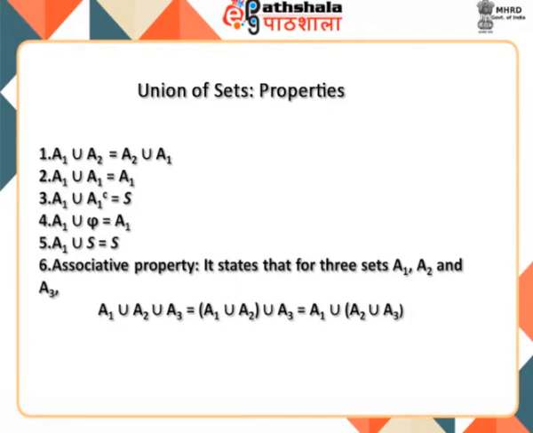Lastly, associative property. It states that for three sets A1, A2, and A3, A1 union A2 union A3 is equal to, within brackets, A1 union A2, union A3, is equal to A1 union, within brackets, A2 union A3.